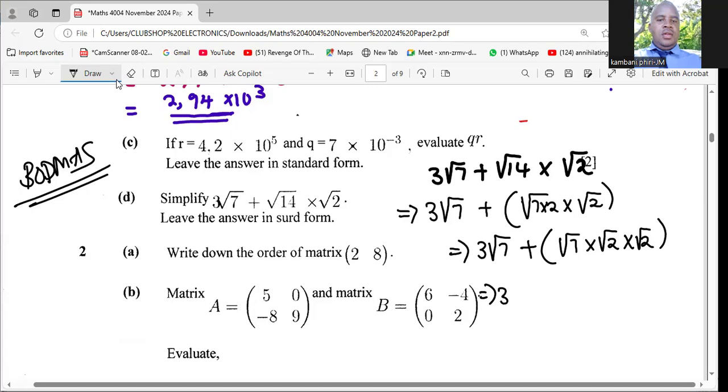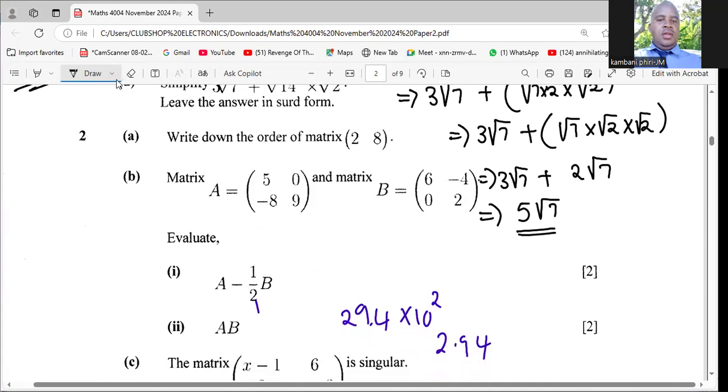So now, 3 square root of 7 plus, square root of 2 by square root of 2, we just get 2, then square root of 7. So we add now, 3 plus 2, 5 square root of 7 in simplest form. And this is our solution. Excellent. Okay, we move to the next question.